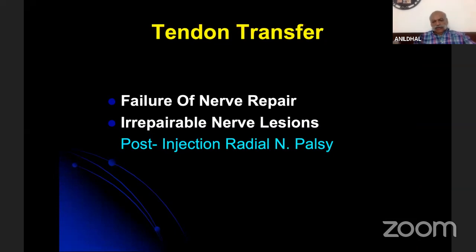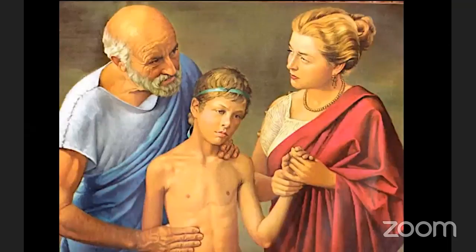With the best of techniques of nerve repair available, there will always be some failures, or there will be those lesions which are irreparable. You explore a lesion and you find that it is irreparable because there is extensive damage to a segment of the nerve, and you will have to put on a very large graft, maybe in excess of about 10 centimeters. And in these cases, you can decide to straight away go in for what is known as a reconstructive procedure in the form of tendon transfer procedures.